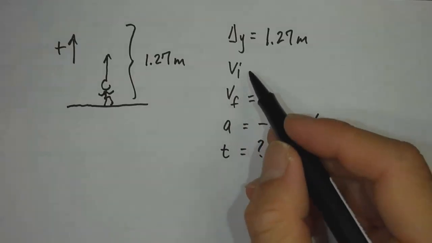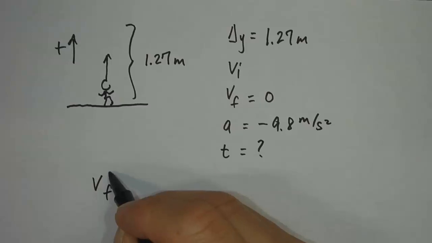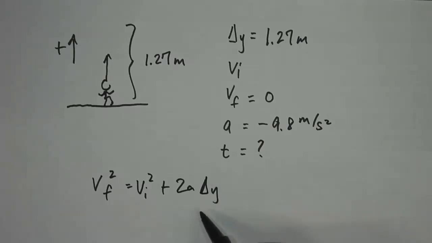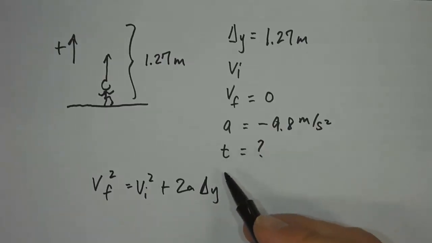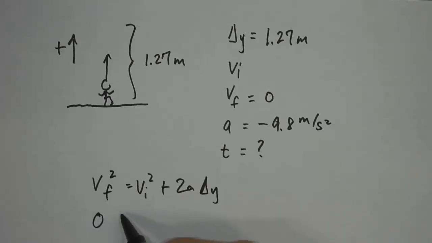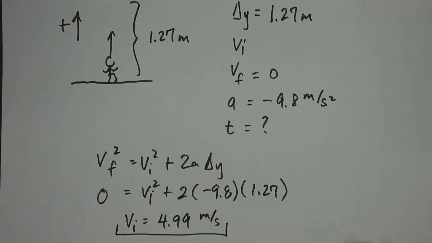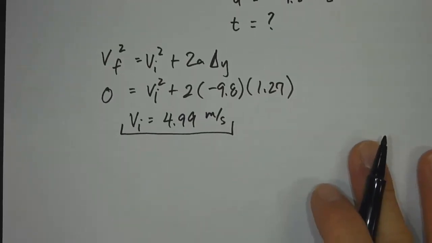All right. So I'm going to use this equation, V final squared equals vi squared plus 2a delta y. Nice thing about this equation, it doesn't have time, so I don't know the time, so I can use this equation. Final velocity is 0, initial velocity is what I'm looking for. The acceleration is negative 9.8, and the delta y is 1.27. So this player jumps 1.27 meters off the ground. The initial velocity, when we calculate this, we get 4.99 meters per second. I'm going to bracket this because I'm going to be coming back to this number in just a moment.